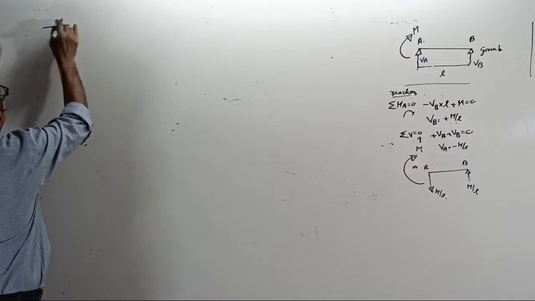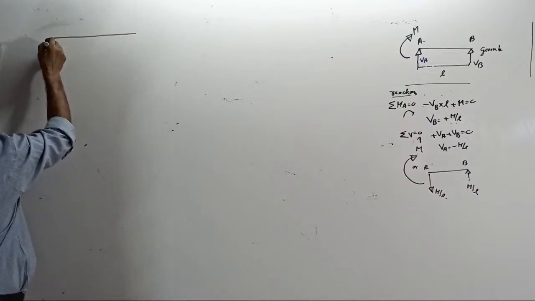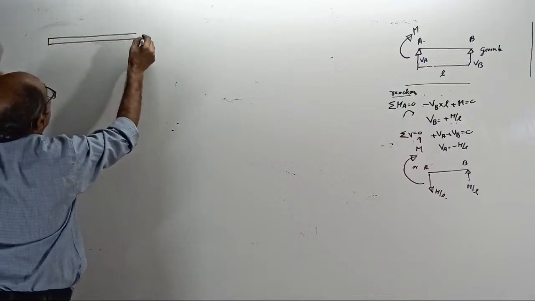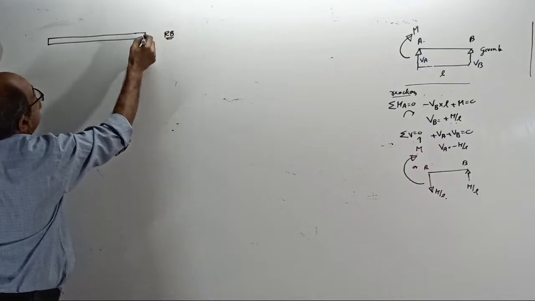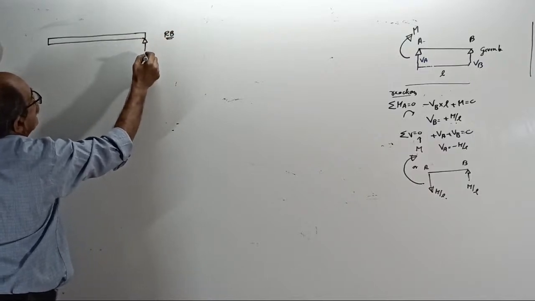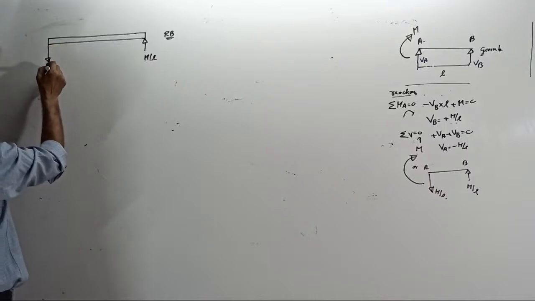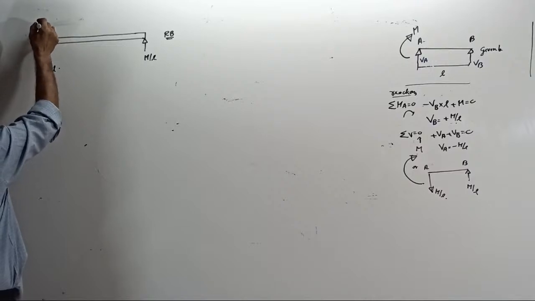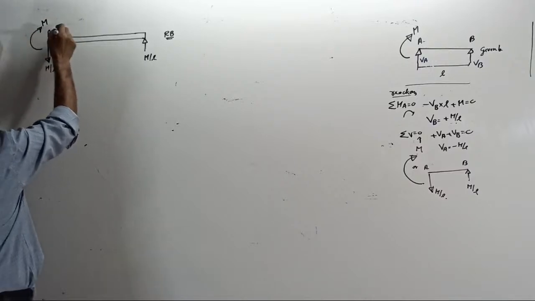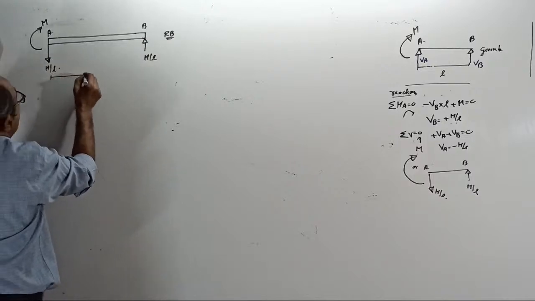Neatly put the real beam. Very neatly put the real beam. This is the real beam. This reaction is M by L up. This reaction is M by L down. There is a clockwise couple M here. Over. This is A, this is B. Span is L. I write here, span is L.